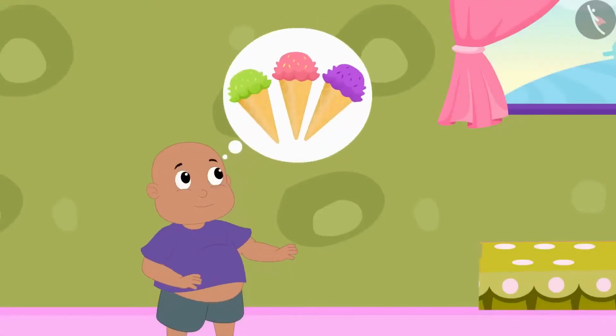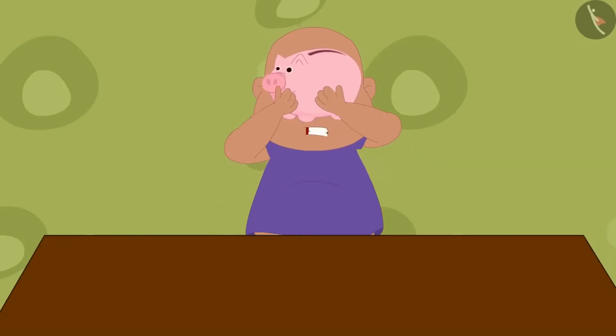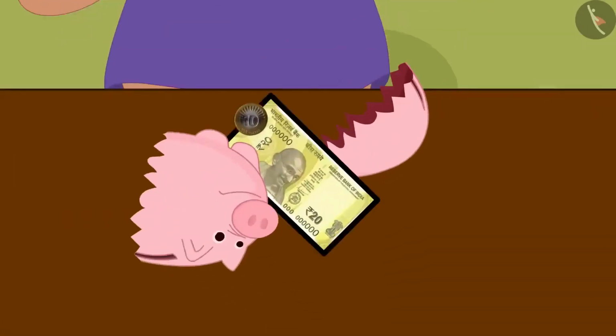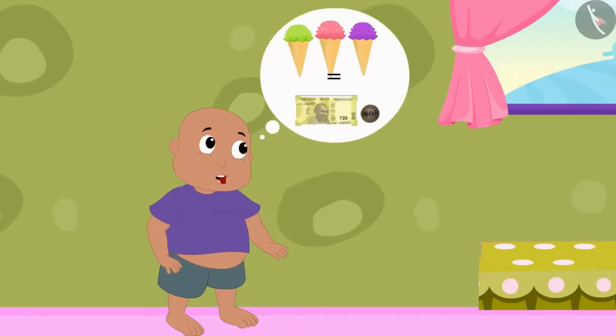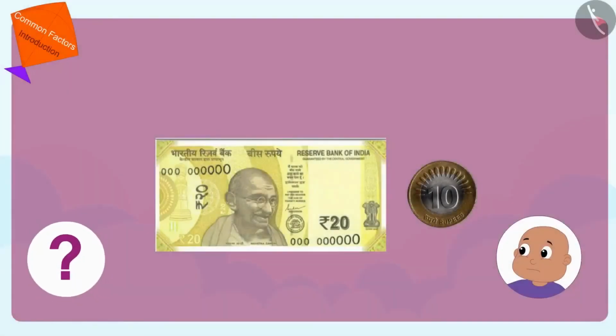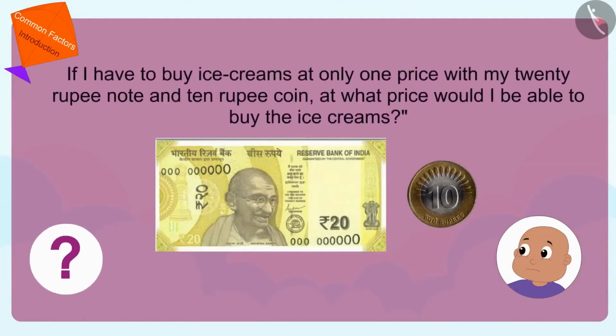Bablu loves ice cream. He broke his piggy bank today and got a 20 rupee note and a 10 rupee coin. Bablu decided that he would buy ice cream from his money in such a way that no money was left. Bablu is thinking, if I had to buy ice creams at only one price with my 20 rupee note and 10 rupee coin, at what price would I be able to buy the ice cream?